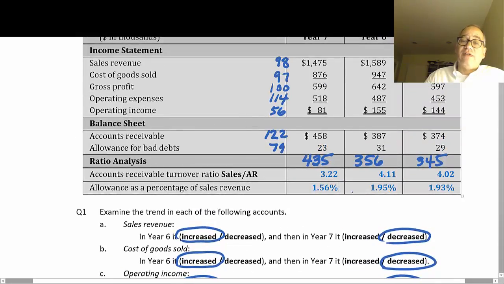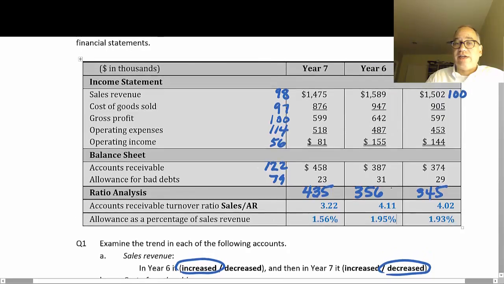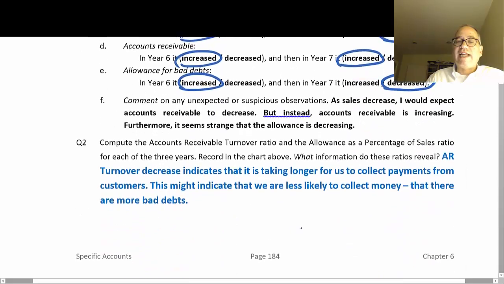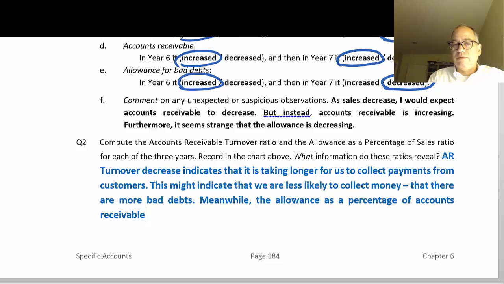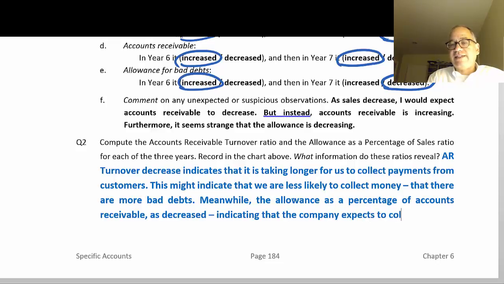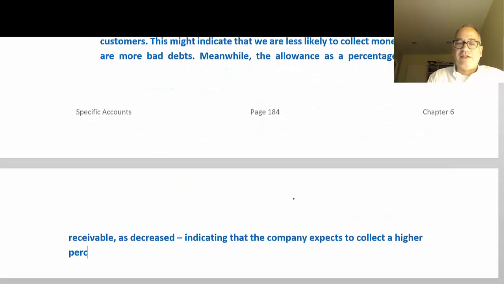The allowance was 1.95% of accounts receivable last year in year 6, but by year 7 it decreased to 1.56% of receivables. Meanwhile, the allowance as a percentage of accounts receivable has decreased, indicating that the company expects to collect a higher percentage of its accounts receivable.